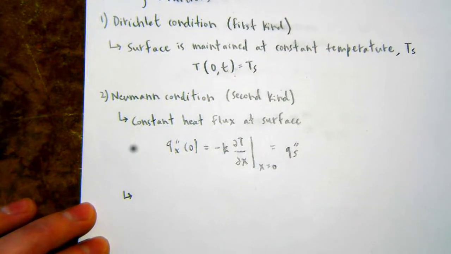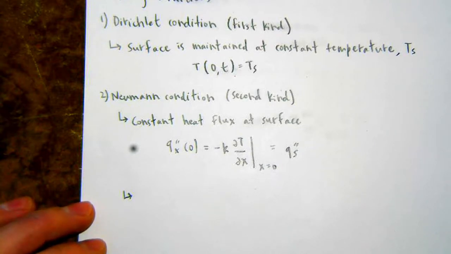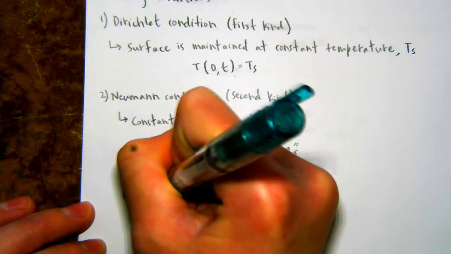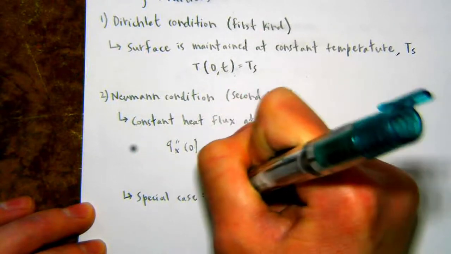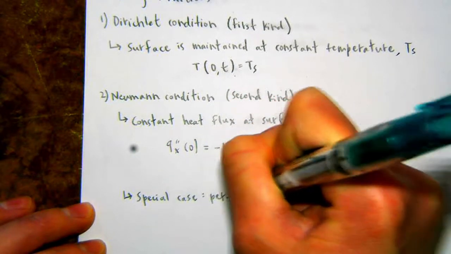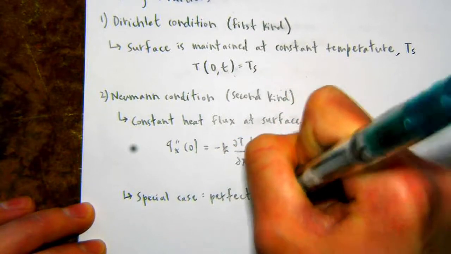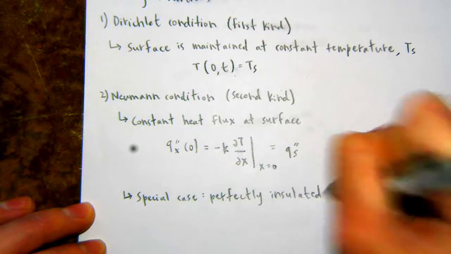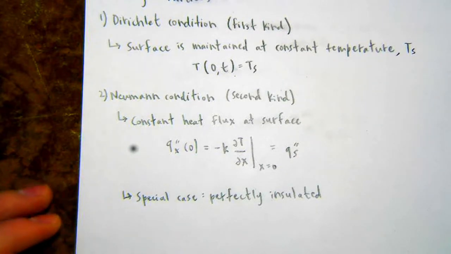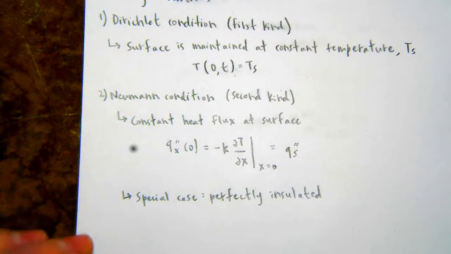And then there's a special case of this condition, which is when a surface is perfectly insulated. So then the heat flux is constant and just equal to 0.